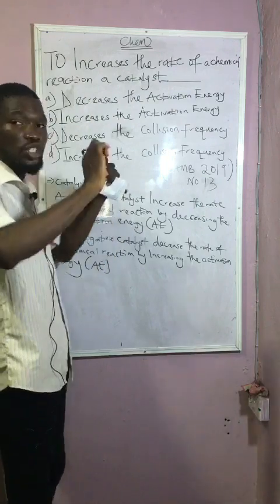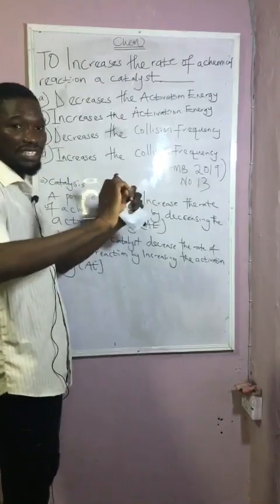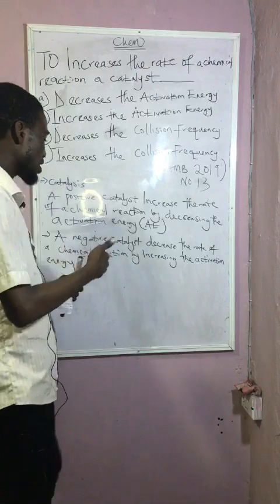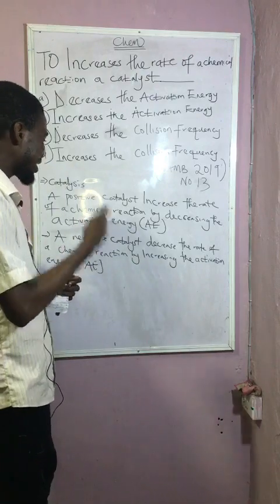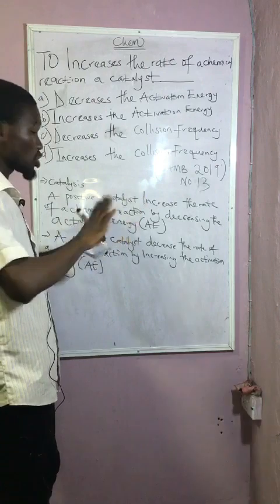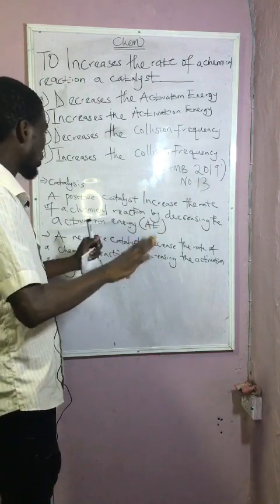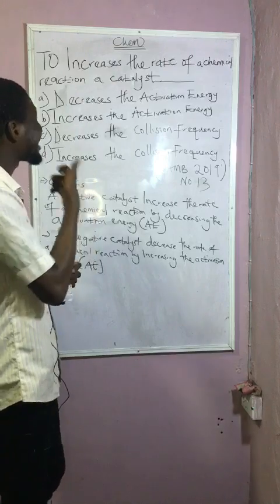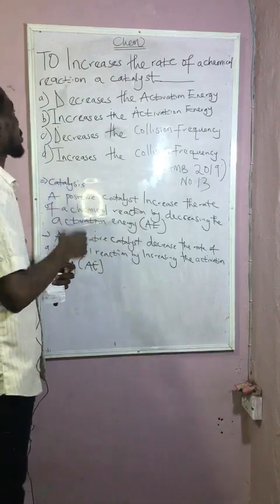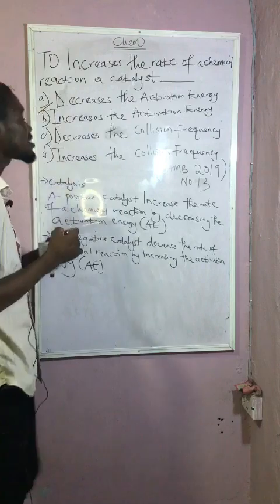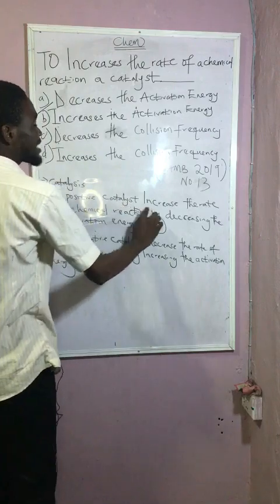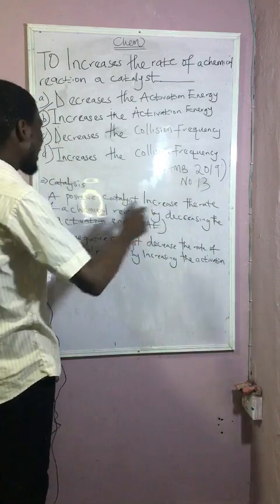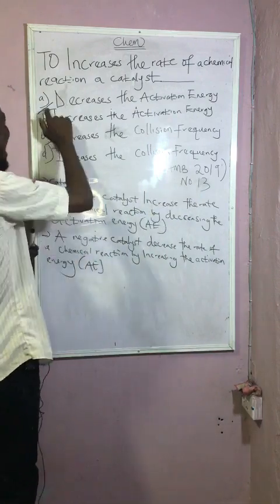that means that it's going to create a new pit. Are you with me now? While a negative catalyst decreases the rate of a chemical reaction by increasing the activation energy, it's not going to create any new pits. Are you with me now? So guys, if we are to pick our answer for the increase in the rate of a chemical reaction, we are going with A. That is because a positive catalyst increases the rate of a chemical reaction by decreasing the activation energy. So A is our answer.